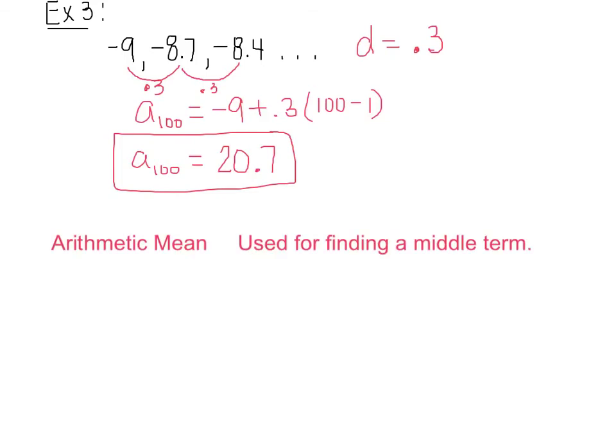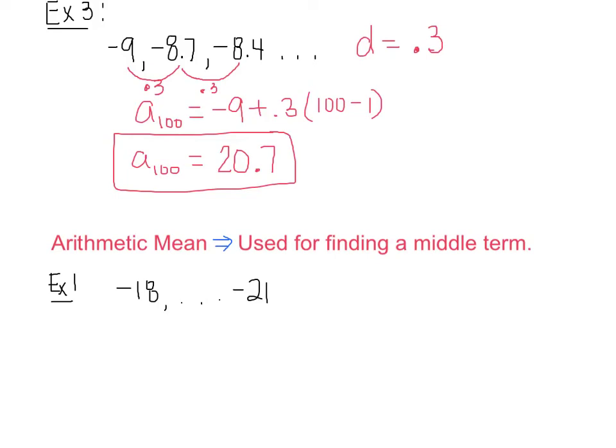Okay, so the second thing I want to talk about is what's called the arithmetic mean. This is used anytime you're trying to find the middle term of an arithmetic sequence. Okay, so for example, if you have this partial sequence, so if they tell you that it's going to start with -18, and it's going to go on, and then the last number is -21.